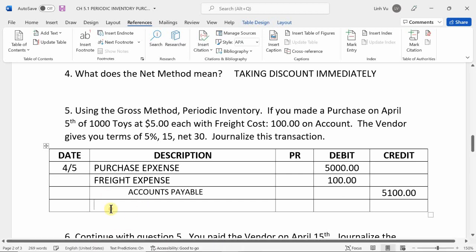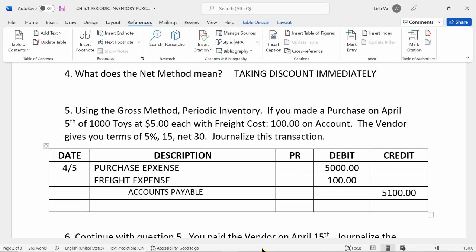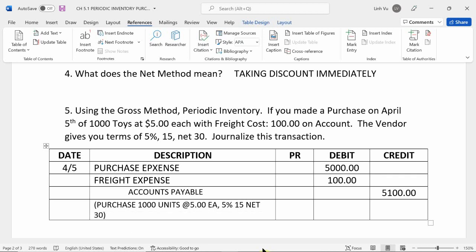All right, and then of course you can make your little description here saying you purchased 1,000 units at $5 each, comma, and say what your terms were. They will give me 5% discount if I pay within 15 days. If not, it is due in 30. Okay.